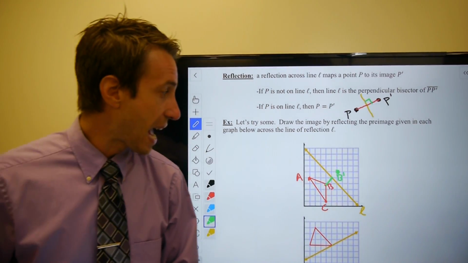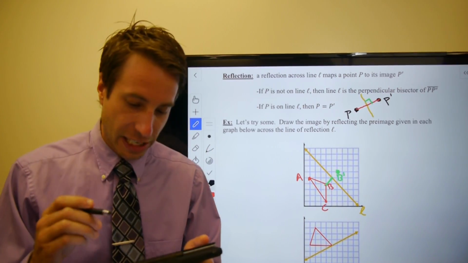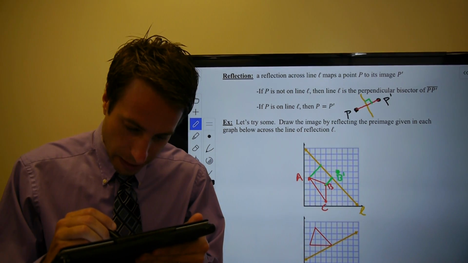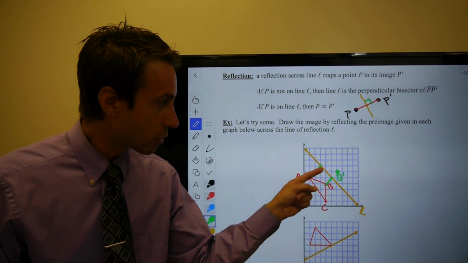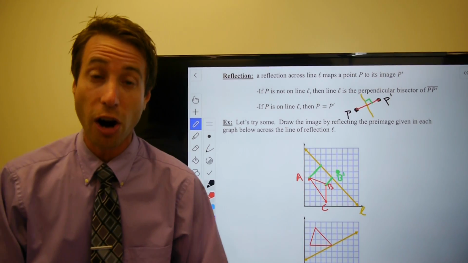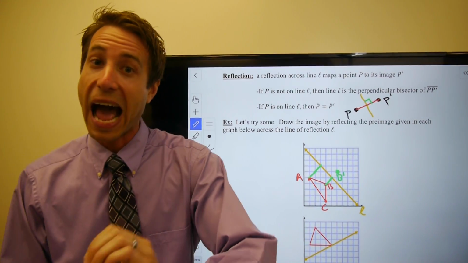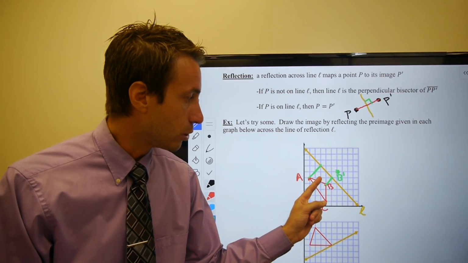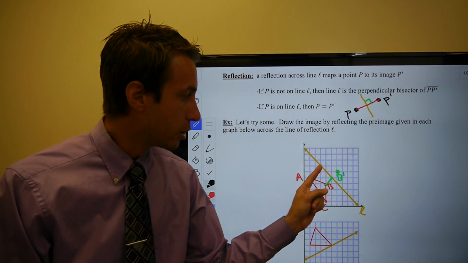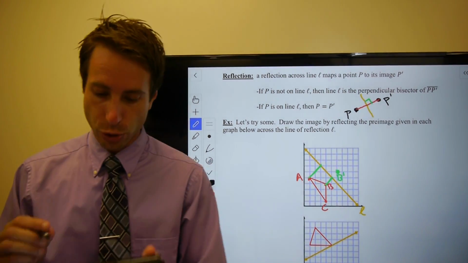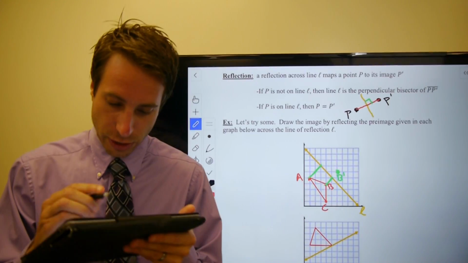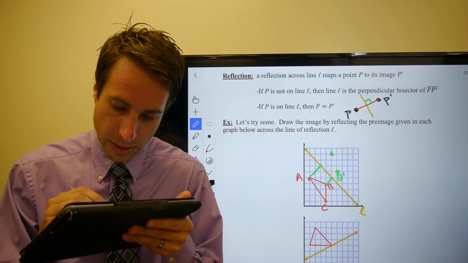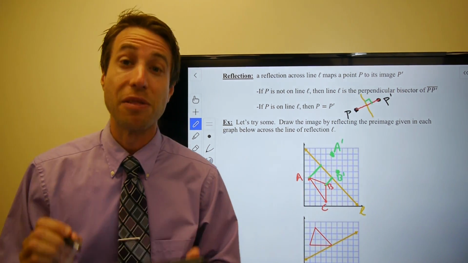Now let's do it for A. If I were to draw a perpendicular line, hopefully what you can see is that it should be this line right there. Hopefully those look perpendicular to you because they are. Again, how do I get from A to the line of reflection? Well, 1, 2 units to the right, 1, 2 units up. So do the same thing on this side. 2 units to the right, 2 units up. That puts A prime right there.